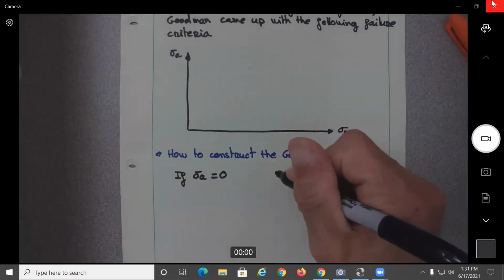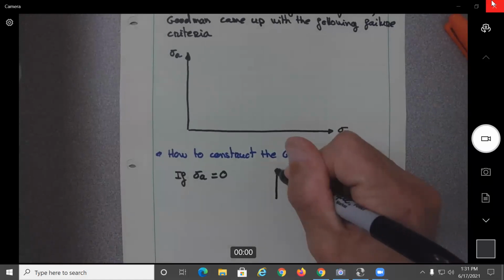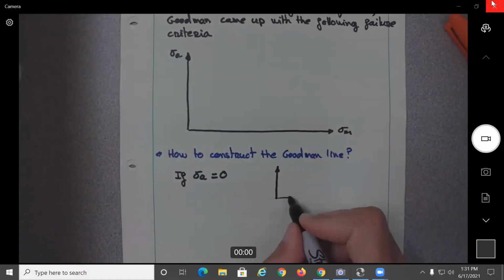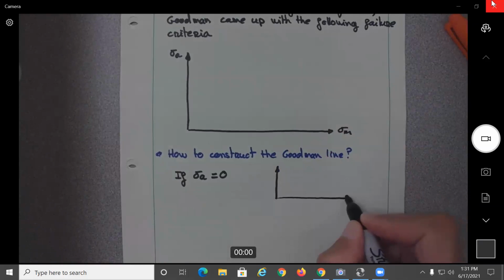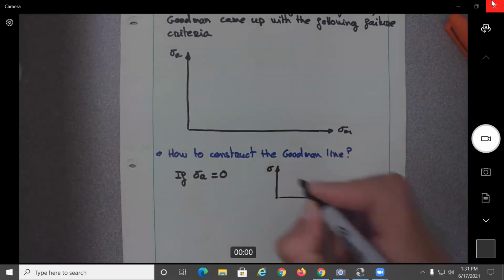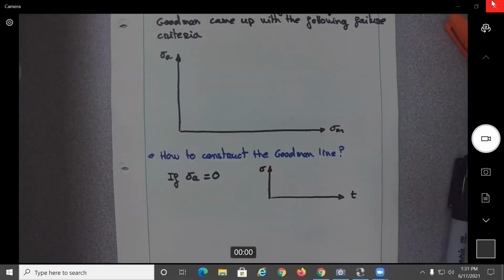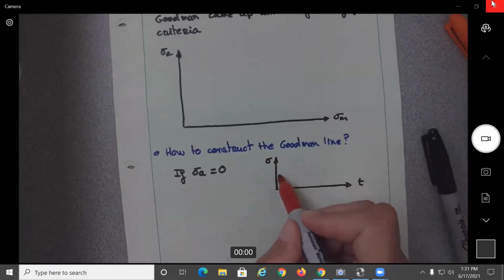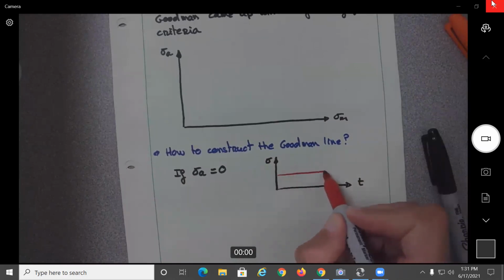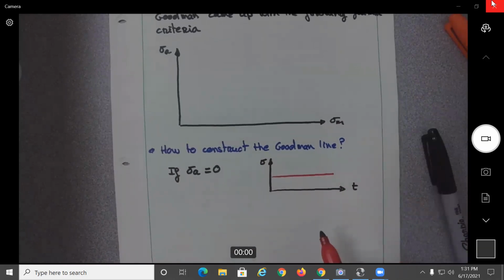what does that mean? That means that if we look at the history of the stress with respect to time, if the alternate stress or the reverse stress is 0 in this case, what will you have? You will have a constant stress. That would be equal to what?